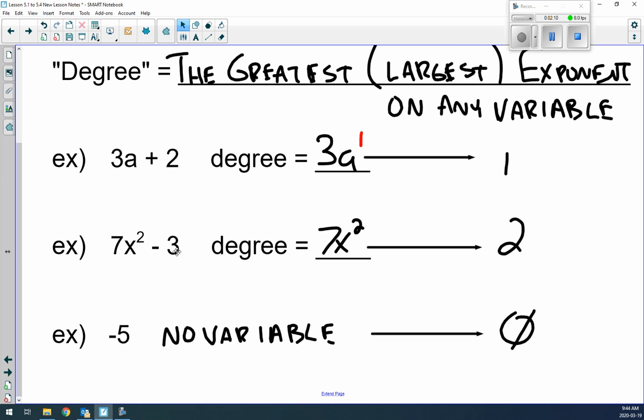We have 7x squared minus 3. So there's our variable there. What's the exponent? It's 2. So the degree of this one is 2. Now this one, -5, has no variable, so it has a degree of 0.